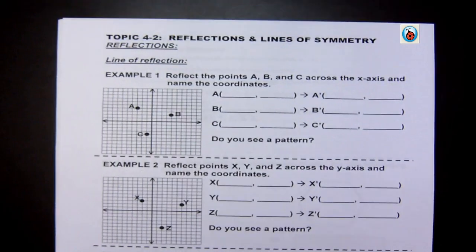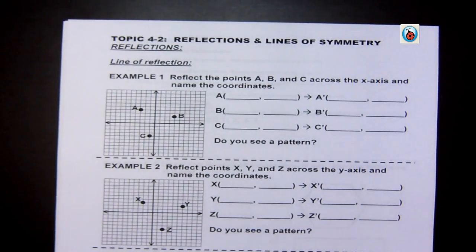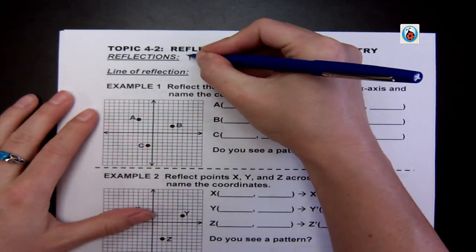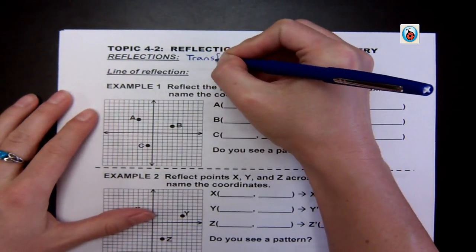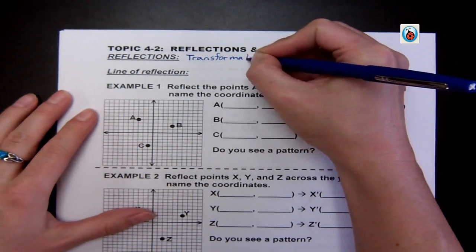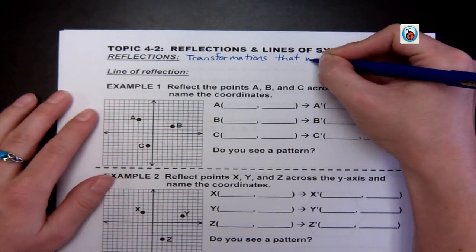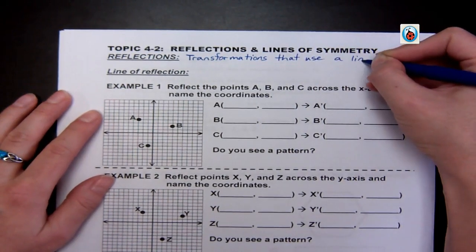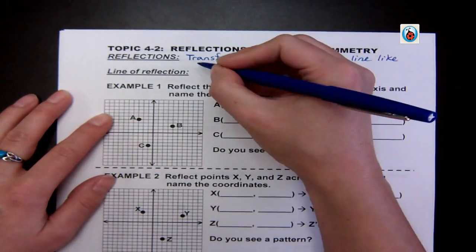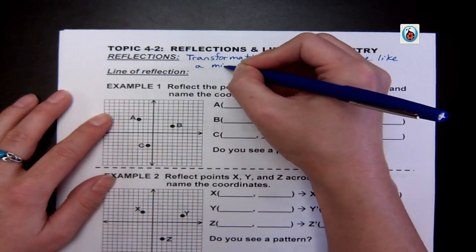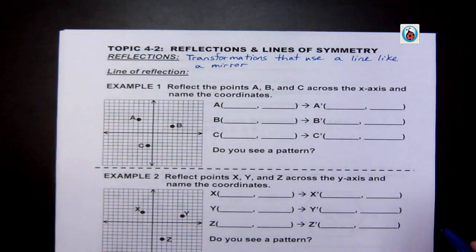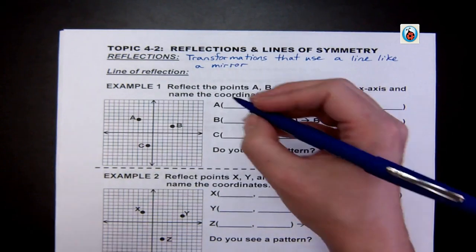Next is our reflections and lines of symmetry. And so reflections are just transformations that reflect across a line. And so it uses a line like a mirror. That line of reflection is the mirror line.